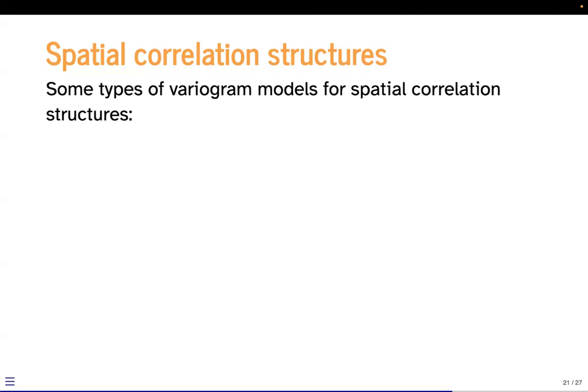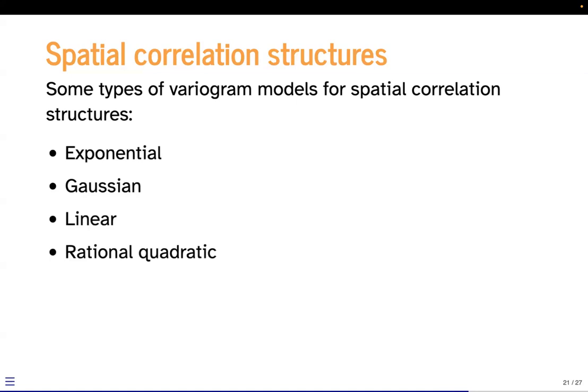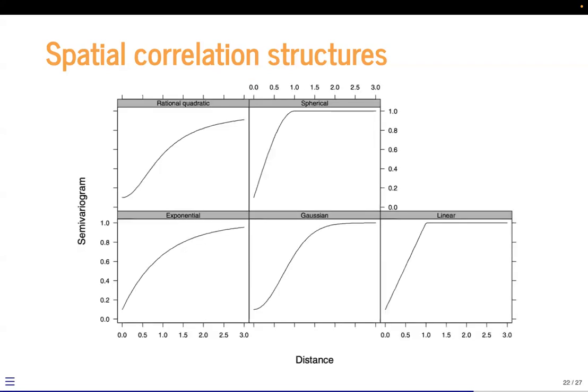There are many types of spatial correlation structures that we can use. The ones that I want to talk about and implement in the exercise are going to be the exponential, the Gaussian, linear, and rational quadratic. Again, these are some of the ones that are available through the package that we're going to be using, and that's why I'm introducing them to you. There are others out there. If you come across others, just so you know, these are not the only ones. Oh, and the variogram as well. Sorry, I almost forgot about that.